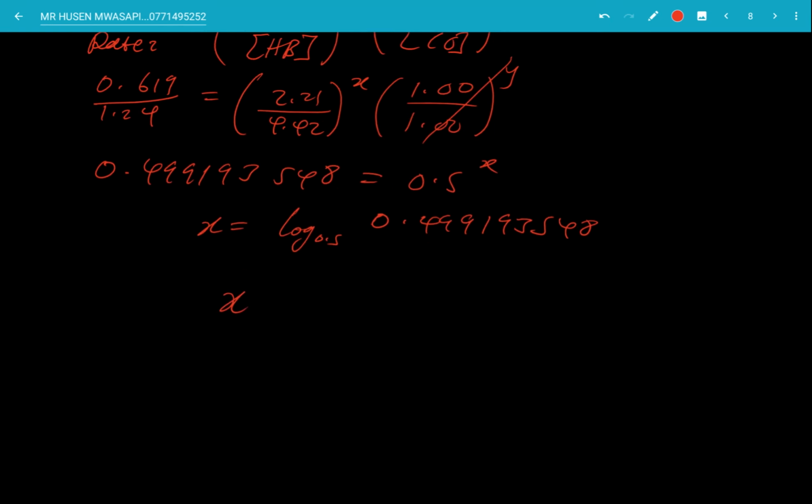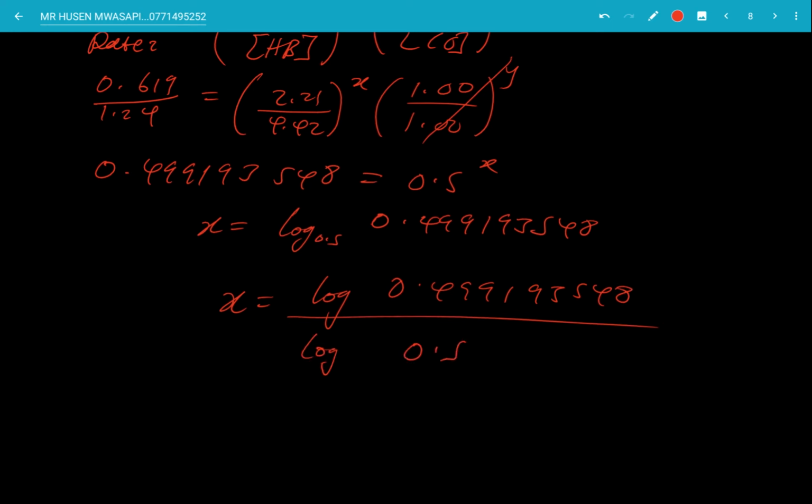We can say x is equal to log 0.4991935 4 8 over log 0.5. Therefore the order will be what? 1. So for hemoglobin the order is 1, so it's actually a first order. Let's move on to the second one.